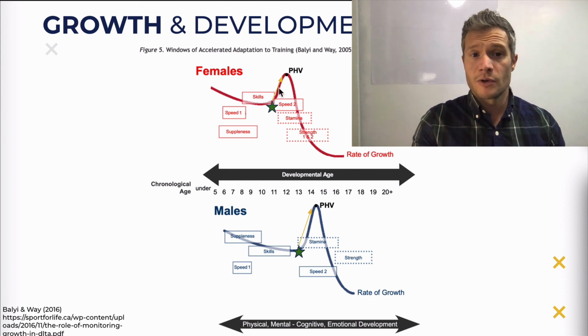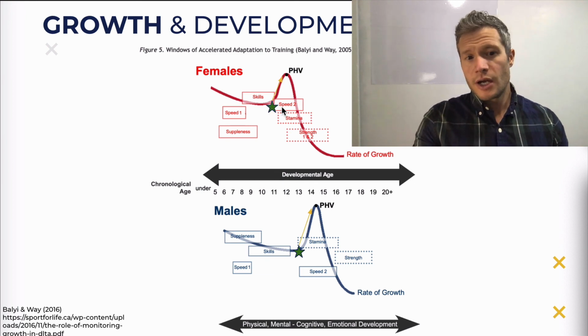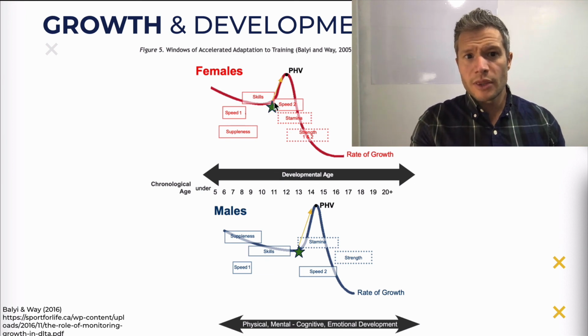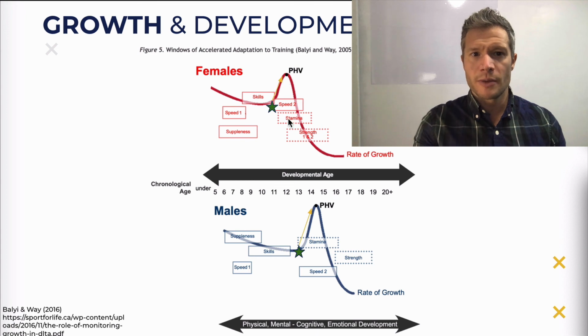All of a sudden you hit your growth spurt, which is indicated by the green star and yellow arrow. While that's going on, again with women, you can focus a little bit on speed, but stamina is really important to focus on more during and after peak height velocity. And again, strength is something in particular you want to think about after peak height velocity. Okay, those two are important to consider.